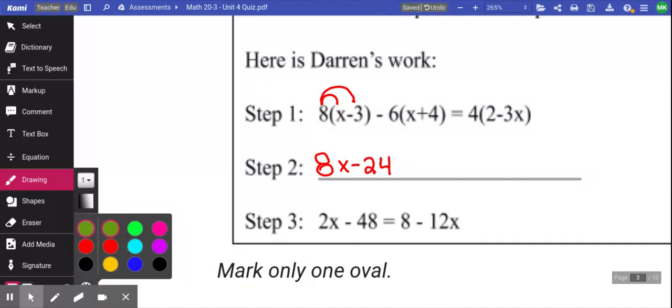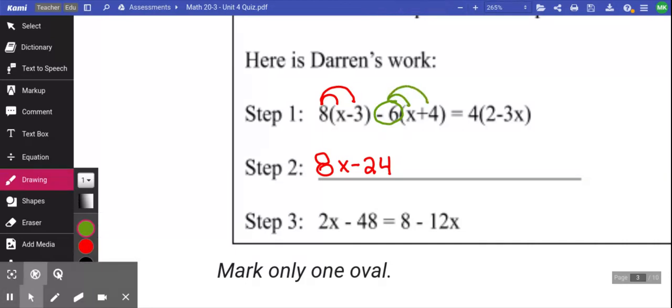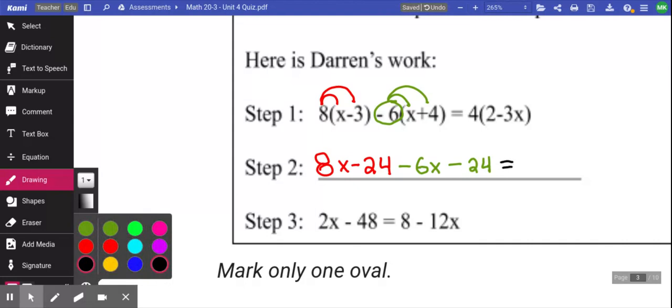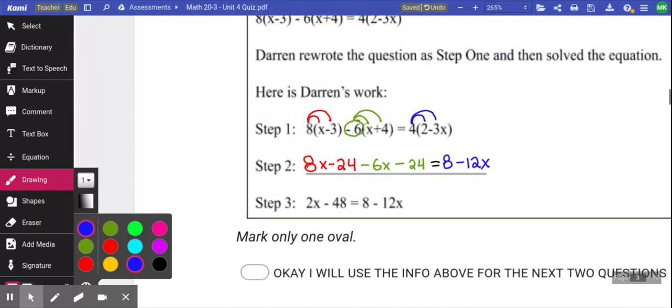You then also have to multiply this negative 6 into the brackets. Make sure it's a negative 6 you're multiplying. So when I multiply that negative 6, it becomes negative 6x. And then negative 6 times 4 becomes negative 24. Those negatives are important. Equals, and then on the right-hand side, we have a 4 outside the bracket, so it becomes 8. Multiply that 4 in, negative 12x. So step 2 should have looked like that after we'd multiplied into the brackets.